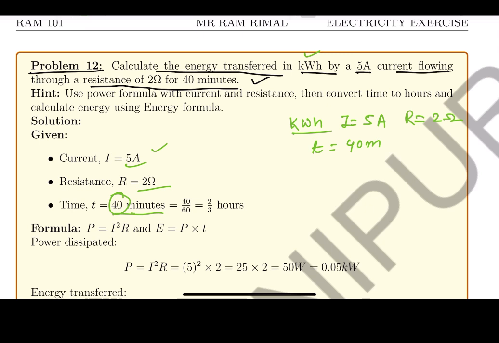Now, this 40 minutes I have to convert into seconds or hours. Sir, energy is in kilowatt hours. So if hours is here, then you have to convert this into hours. Otherwise, if nothing is given, it is seconds. Understand that. But hour is here, kilowatt hours, so you convert this into hours. To convert 40 minutes into hours, it will be 40 by 60, 2 by 3 hours.